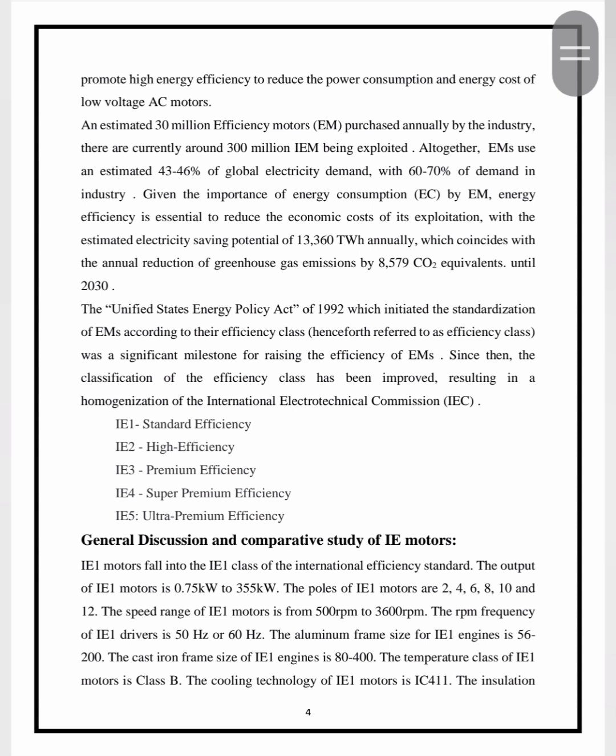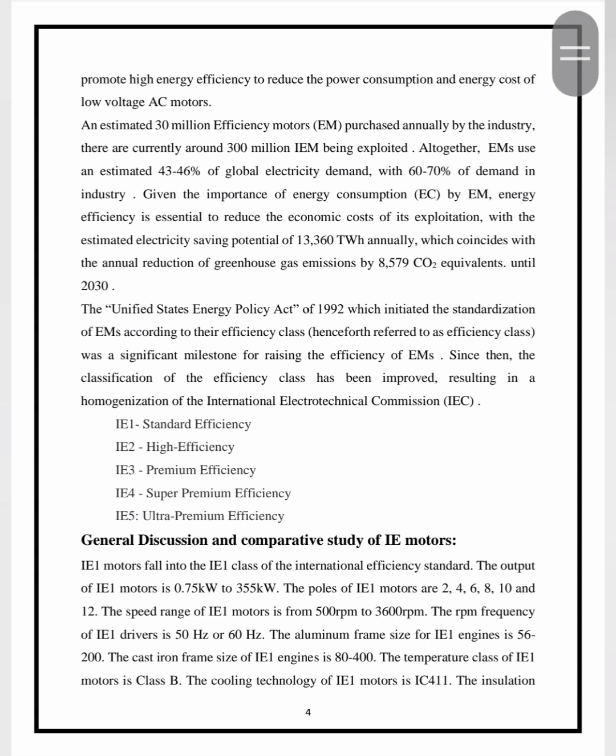Now we will discuss the general discussion and comparative study of international efficiency motors of all the classes from standard to ultra premium efficiency. Firstly, we will discuss international efficiency motor class 1, which lies in the standard efficiency. The output of this motor is 0.75 kilowatt to 355 kilowatt. The number of poles for these motors are 2, 4, 6, 8, 10, and 12. Speed range is 500 revolutions per minute to 3600 revolutions per minute. The frequency is 50 to 60 hertz.